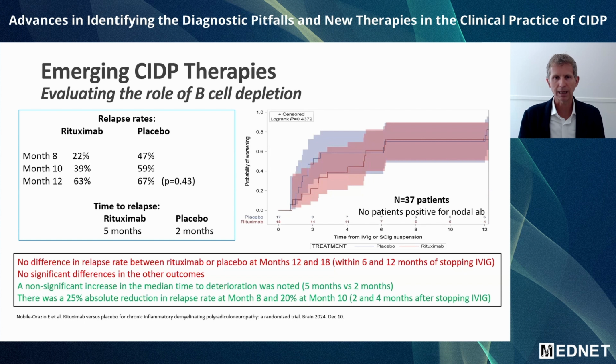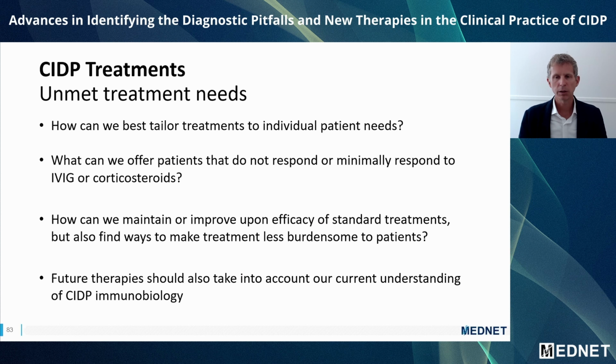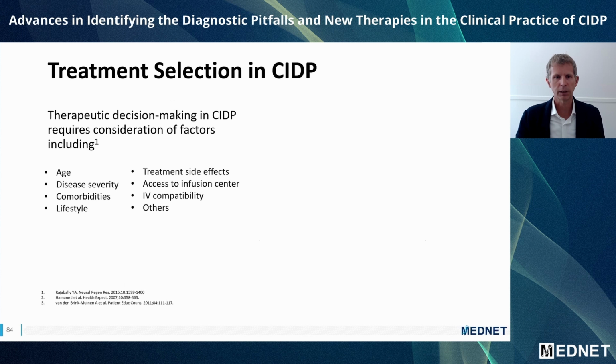And it might just mean that we're not getting the depth or durability of the response that we thought we were. So there's a number of unmet needs in CIDP that remain. How can we best tailor treatments to individual patients? I think we're beginning to understand that a little bit, but there's a lot to be learned. How can we offer treatments for patients that have minimal response, and identify those patients with the bigger capacity to improve? Much of that discussion, I think, is going to involve biomarkers of disease activity, which is behind our discussion points today. We need to learn how to maintain or improve upon efficacy of standard treatments, and then future therapies should also take into account what we're learning about the immunobiology of CIDP.